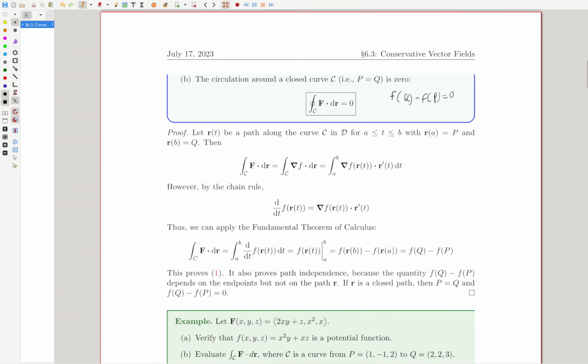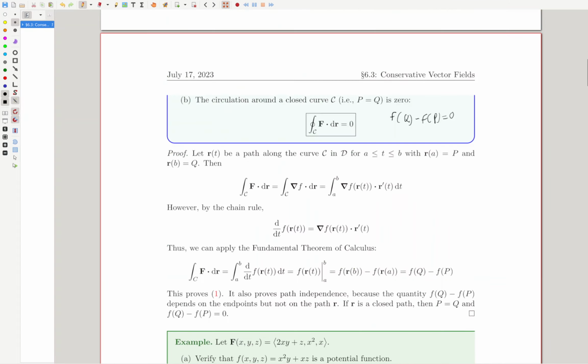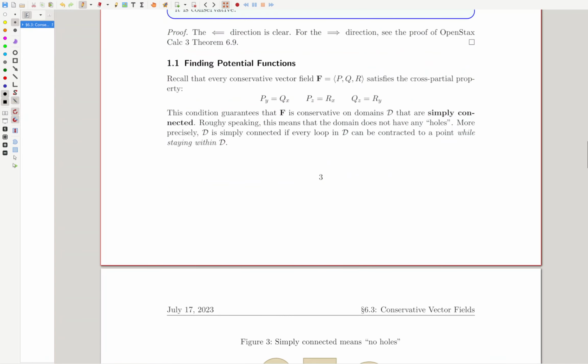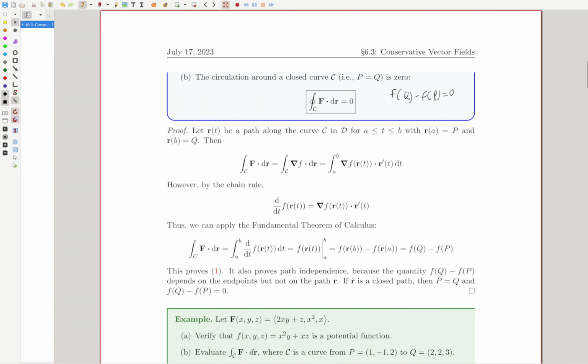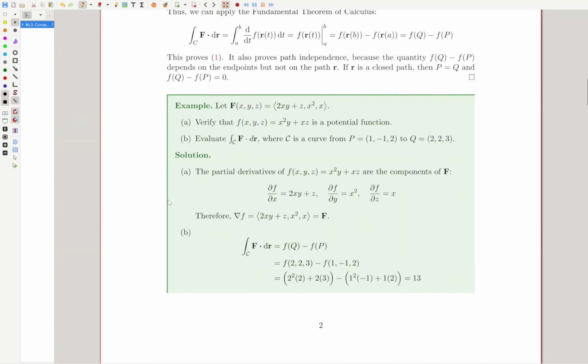But I don't think it's necessary to really talk through this. It's there if you want to read it. Okay. Right. So now an example. So suppose you have a vector field, like so.